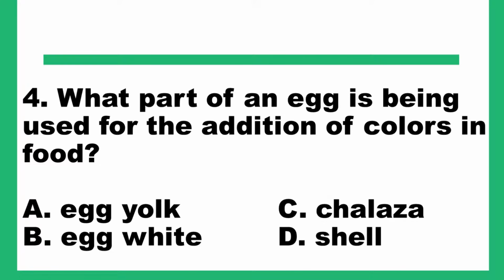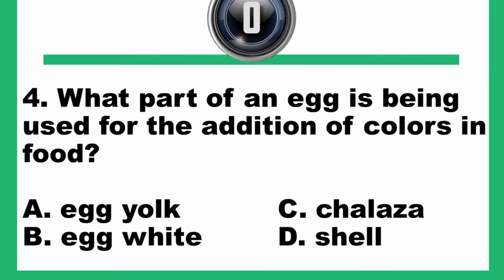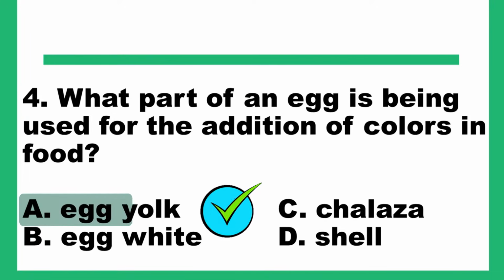Number 4. What part of an egg is being used for the addition of colors in food? Is it A. Egg yolk, B. Egg white, C. Chalasa, or D. Shell? The right answer is letter A. Egg yolk.